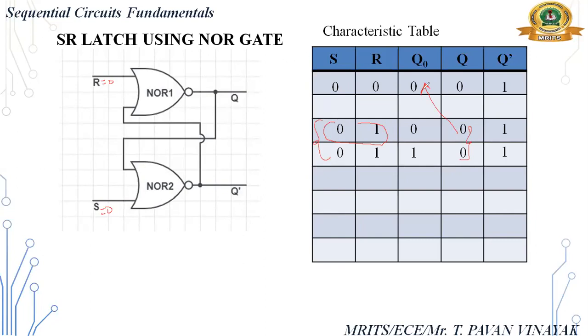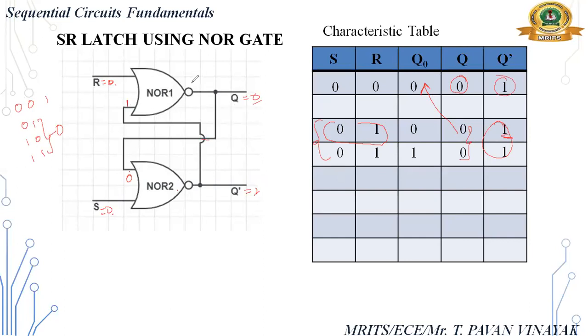So Q value is 0 means this Q comes here, so that is 0. Q bar is 1. Previous Q bar is 1. That Q bar will go here. So 0, 1 means output is 0. 0, 0 means output is 1, because of the NOR gate truth table: 0, 0 means 1. For all remaining conditions, output is 0. So that is 0, 1. We get 0, 1.